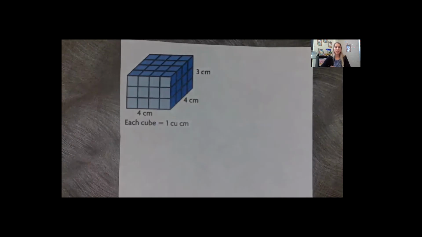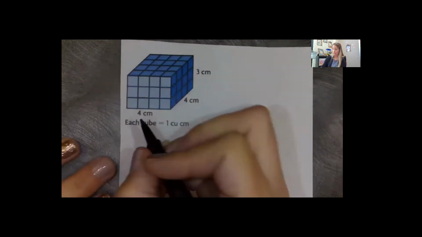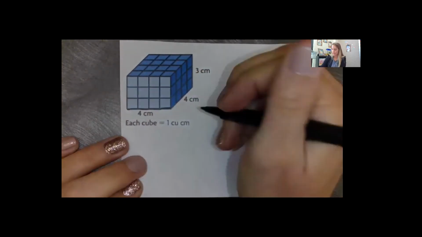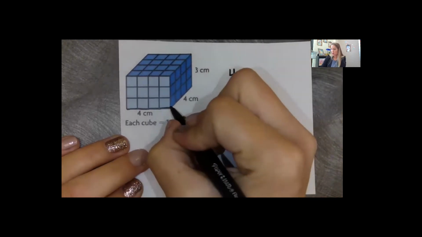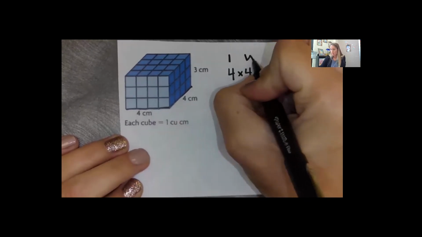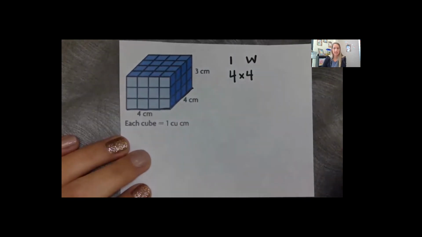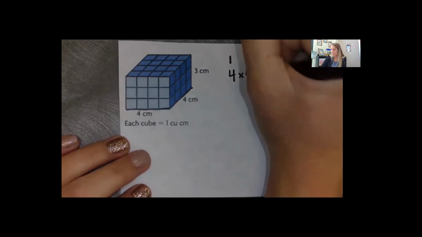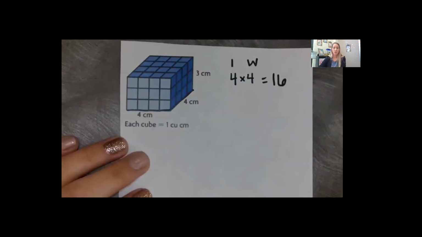To find the volume of this rectangular prism, we first need to know the number of unit cubes in the base of this prism. How many unit cubes are in the base? Yes, you're right. There are 4 unit cubes that make up the length, and those go back in 4 rows. So my length was 4, my width was 4 to give me a base. The base is made up of 16 unit cubes.